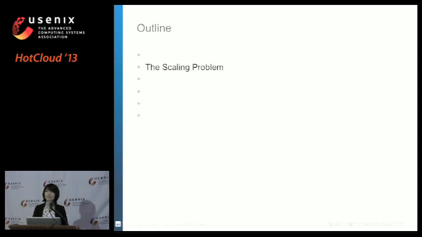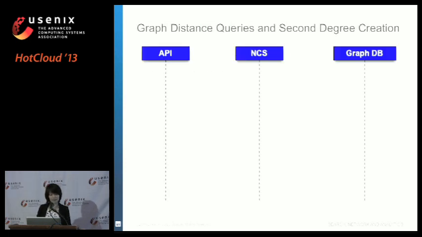So what is the scaling problem in our system? Let's take a quick look at how we are handling the graph distance query and how the second degree cache is being created during that process.